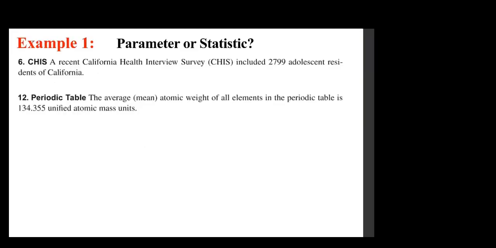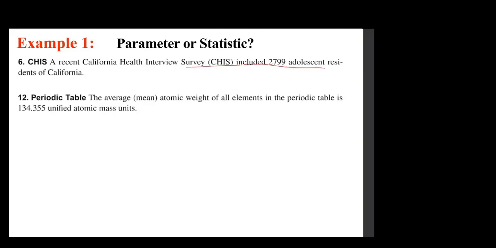CHIS, a recent California Health Interview Survey, included 2,799 adolescent residents of California. Periodic table: the average mean atomic weight of all elements in the periodic table is 134.355 unified atomic mass units. So what do you think? Which one is which? The first one?